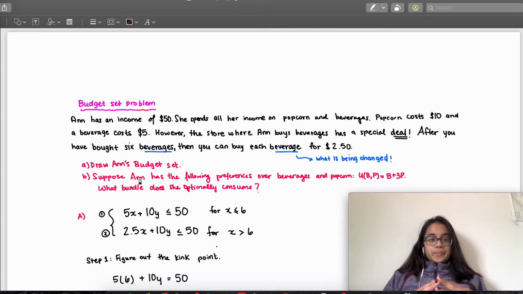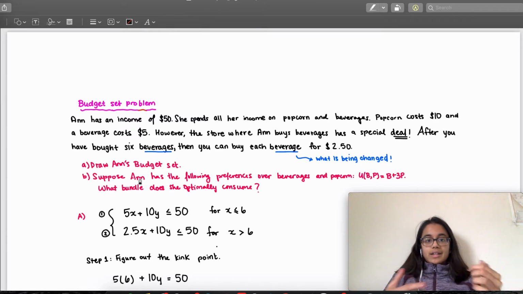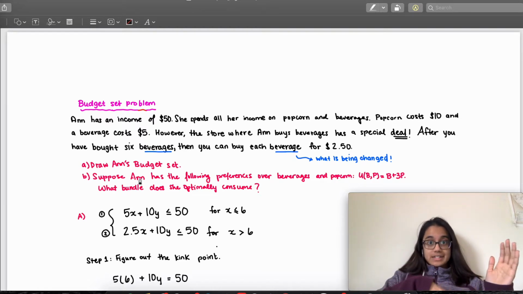To start off, what I like to do is put the one good that is changing, the one getting the discount, on the x-axis, and the one that is not changing on the y-axis. You will realize later, when I show you the actual graph, why I did that. Since the discount kicks in after we've bought 6 beverages, I'm going to put my beverage on the x-axis and my popcorn on the y-axis.